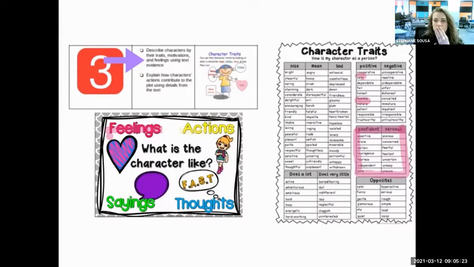Actions are what people do and how they act. A lot of times those come down here under the does a lot and does very little. You will find some actions to describe character traits here. Sayings include things that people say, how they treat other people. Those also can come here under positive and negative character traits. They might say things that are fair, that are honest. They might say things that are trustworthy.